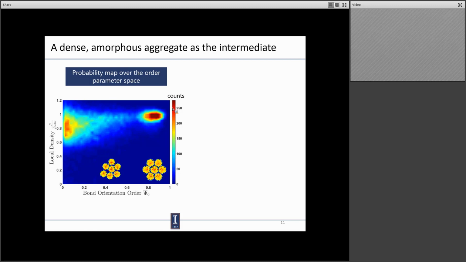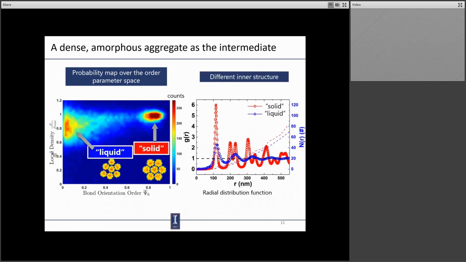And surprisingly, apart from the highly ordered, high-density state, which is essentially our final crystal, we can also see another state of high density but low structural order. And this is our intermediate. This is the intermediate people have predicted in theory, and we're able to recapture it. We will refer to them as the liquid and solid states because their structural features, the radial distribution function, really resemble those for liquid and solid phases in atomic systems.